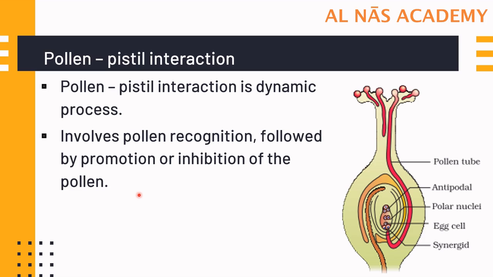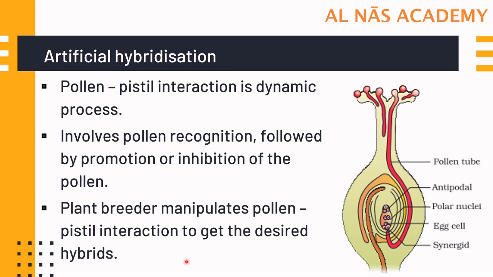It involves pollen recognition, which is followed by promotion or inhibition of pollen. The knowledge gained in this area helps the plant breeder in manipulating pollen-pistil interaction to get the desired hybrid. So plant breeders manipulate the interaction between pollen and pistil in order to get the desired hybrid, and this brings us to our next topic, which is artificial hybridization.